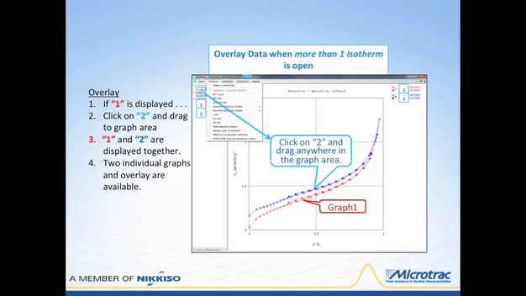All that's necessary is for me to click on this file here and then drag it over to this location here, and immediately the isotherm for that second material is displayed as part of the graph, and the appropriate index information is presented there as well.